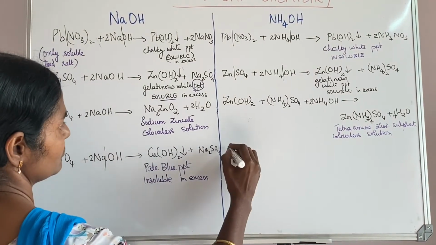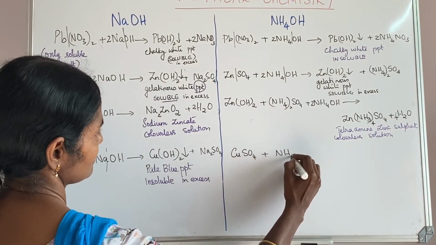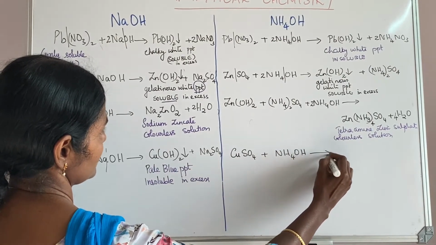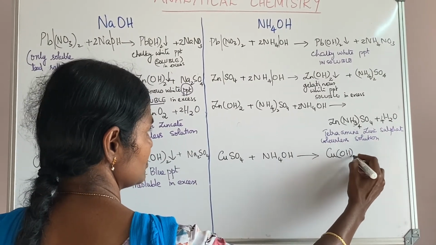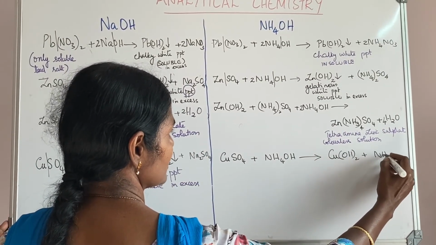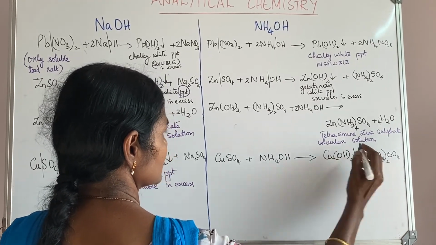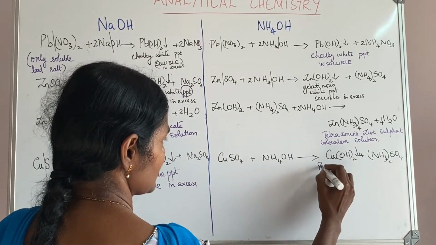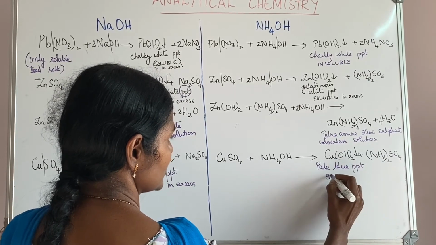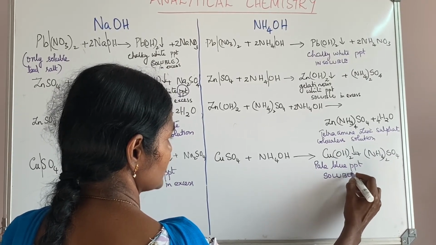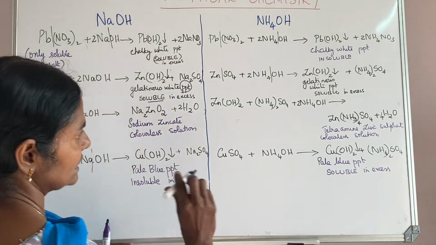This side with ammonium hydroxide, it reacts to give you copper hydroxide, which is again a pale blue precipitate, and ammonium sulphate. Okay, this is a pale blue precipitate, but the difference is this is soluble in excess. So this is soluble in excess. And what does it form? Let us see that now.